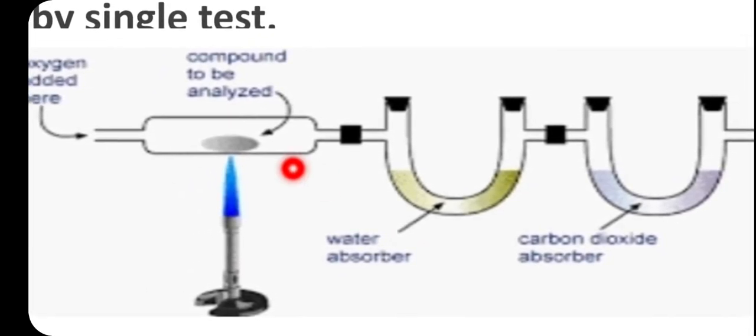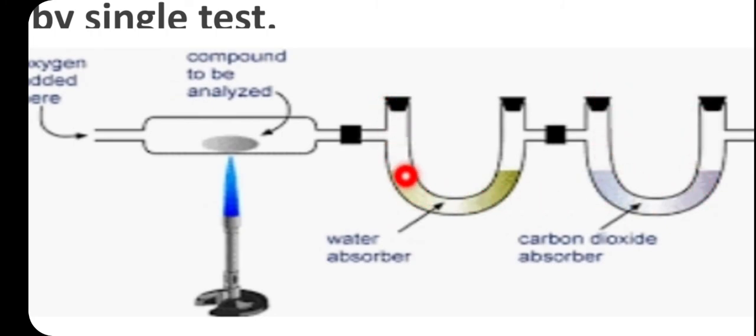Now as you can see, this is a tube, and in this tube the fuel is placed. The quantity of fuel for which ultimate analysis is being done is first weighed, and then it is put inside this tube. Now as you can see, this is a burner. Now this is connected to two U-shaped tubes.